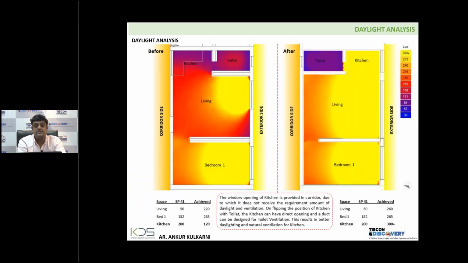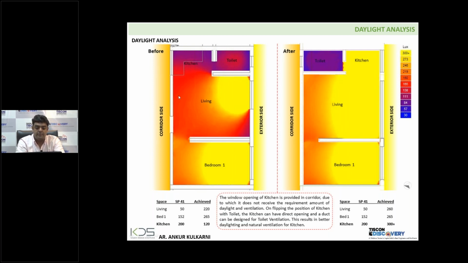Yeah, again, this is a very interesting case, and this is a major issue, especially in the MMR region, if you're working on an SRA project, because there's a standard practice or design that in SRA projects, most of the time, the toilets face towards the corridor side and the kitchens face the external side. But this is a better situation. But in this project, it was exactly reverse. So kitchens were facing the corridor side and toilets were outside.